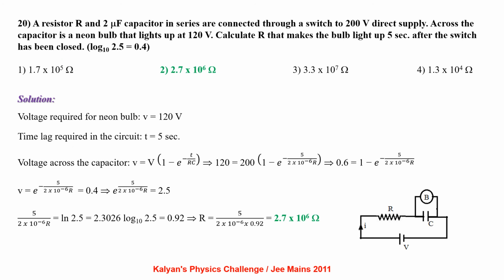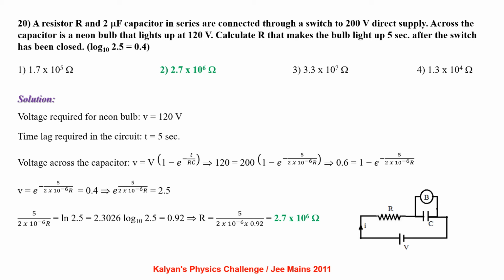A resistor R and a 2 microfarad capacitor in series are connected through a switch to a 200 volt direct supply. Across the capacitor is a neon bulb that lights up at 120 volt. Calculate the value of R that makes the bulb light up 5 seconds after the switch has been closed. Voltage required for the neon bulb is V equal to 120 volt. The time lag required in the circuit is 5 seconds.